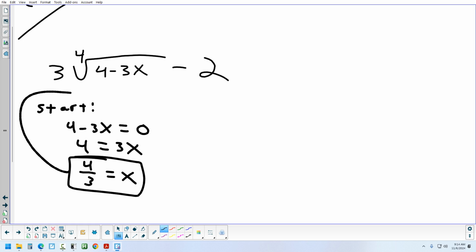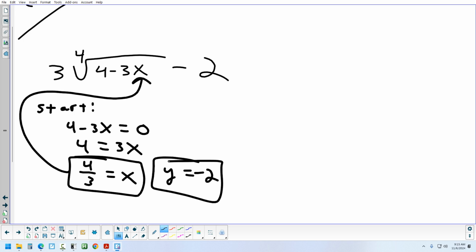Now, when you take 4 over 3 and fill it back in, what's 3 times 4 over 3? Yeah. 4. And 4 take away 4? 0. 4th root of 0 is 0. And 0 times 3? And then minus 2. So the y value is negative 2. That's my start point.